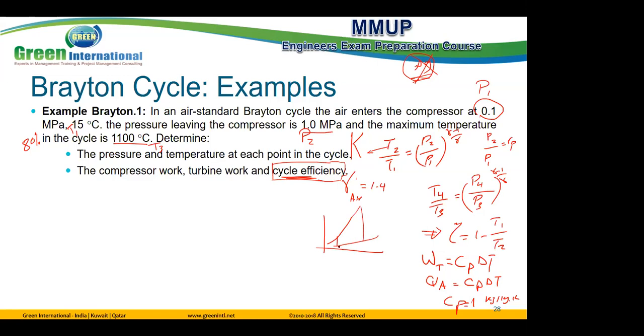Like this: 1, 2, 3, 4. The maximum temperature is T3, after the combustion chamber, not after the compressor. So this is T3. In this case, we need to calculate pressure and temperature for each point.